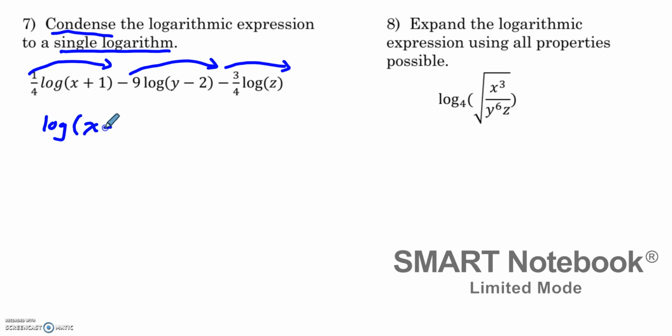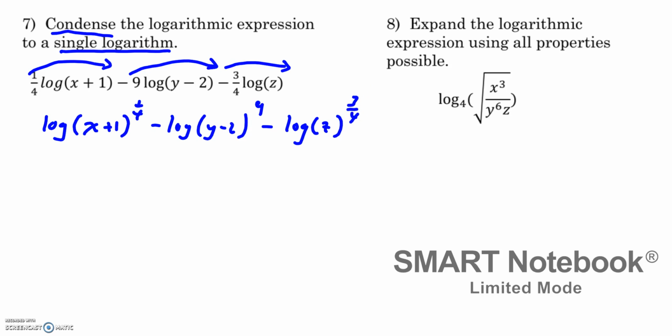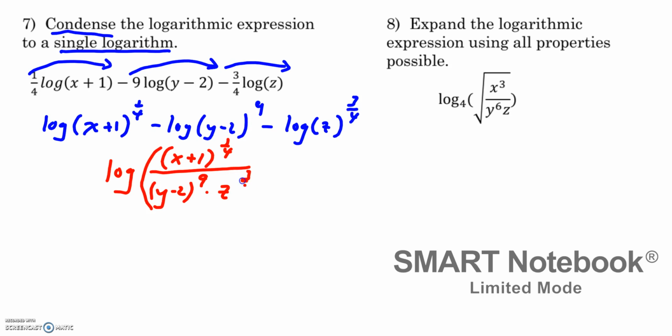So we'd have log of x plus 1 to the 1/4 minus log of y minus 2 to the 9th minus log of z to the 3/4 power. So at this point, there's two ways to think about this problem. If you'd like to go to a single log, some of you might look at the first two and say log of something minus log of something means that this is in the numerator and this is in the denominator. And then you might continue to think if this is being subtracted as well, this also has to be in the denominator. So some of you might jump straight to this, log of x plus 1 to the 1/4 over both y minus 2 to the 9th times z to the 3/4 power.